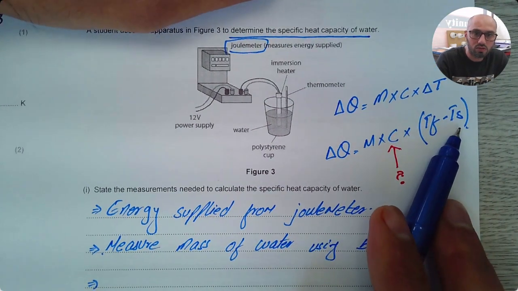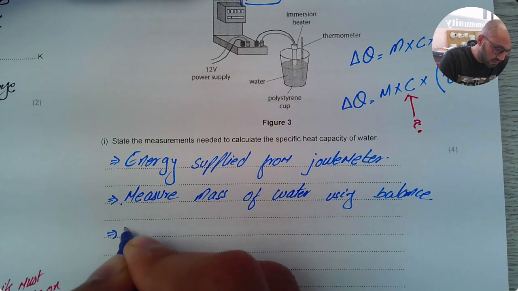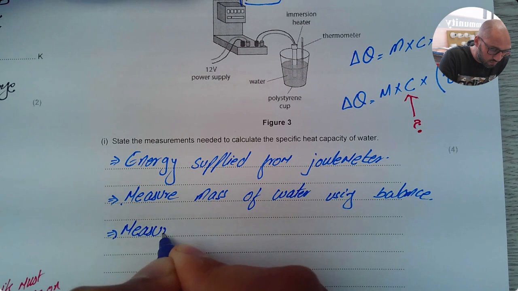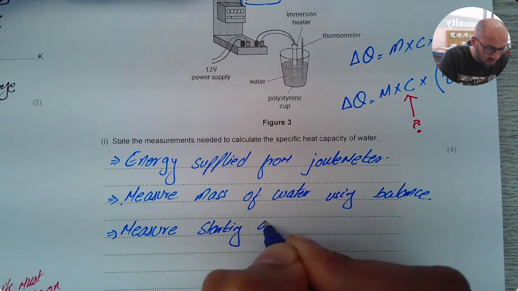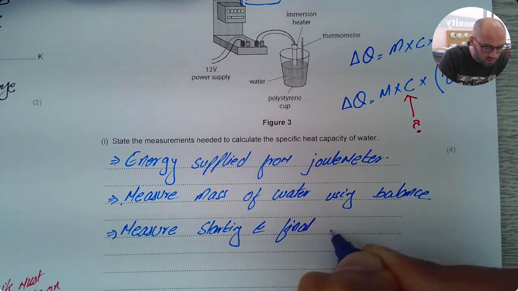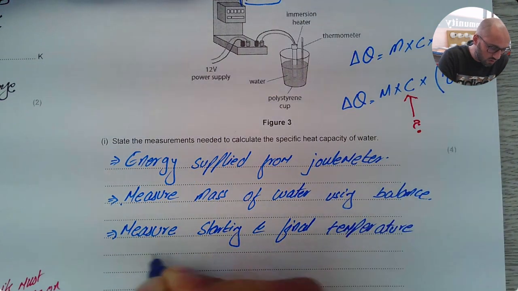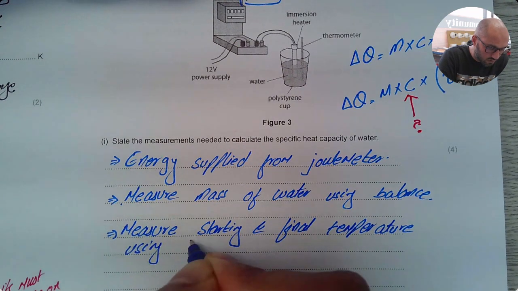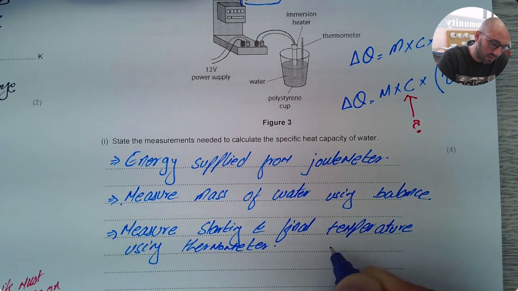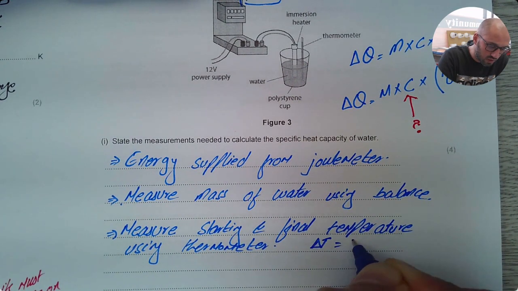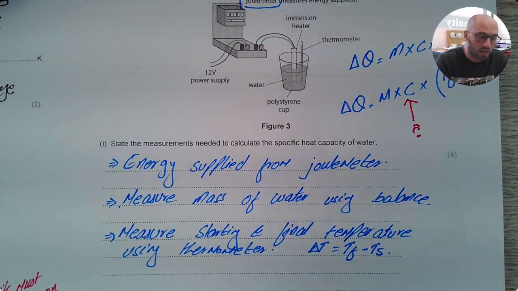I need 2 more values, the starting value of the temperature and the final value of the temperature. I can then say measure starting and final temperature using thermometer. And then I can say to work out delta T, it will be T final, take away T start. And that will get me full marks in this case.